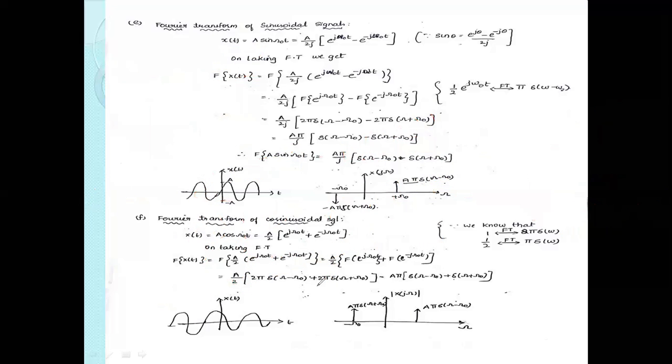This is the Fourier transformation of the given function. See here, A into pi by j times delta omega minus omega naught plus delta omega plus omega naught. As the given signal is a sinusoidal signal in the time domain, the frequency domain signal is pi into delta of omega minus omega naught and pi into delta of omega plus omega naught. Got it, my students?